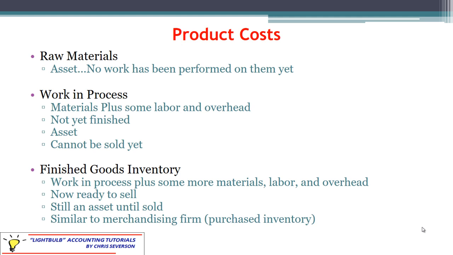If they were ready to sell, this would move over to finished goods inventory. So this is where we took our work in process, we added more materials, more labor, and more overhead, and now the product's ready to sell. Keep in mind it is still an asset until it is sold, but it's ready to sell.